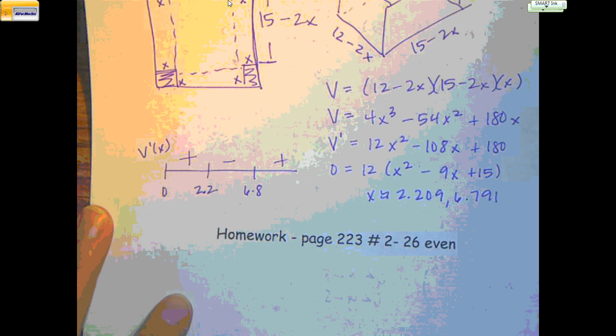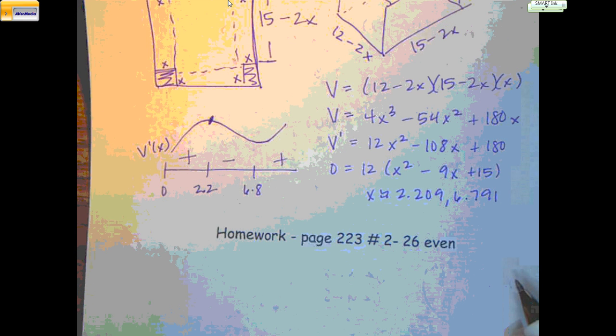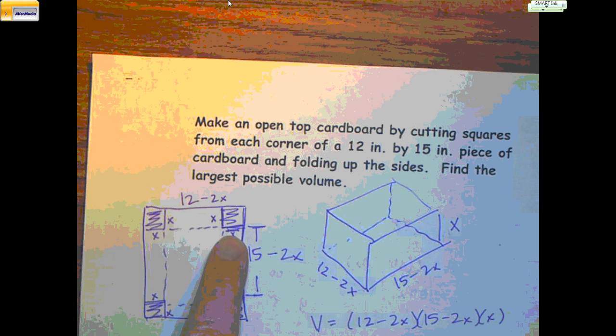Now what? Increasing, decreasing, increasing. So here's our maximum. That's the whole point of that test, is to tell you where the max is. We know where it is. It happens when x is about 2.2 inches that we're dealing with. So whenever you cut in about 2.2 inches, it's going to maximize the volume of your box.